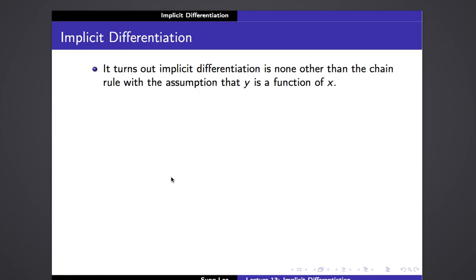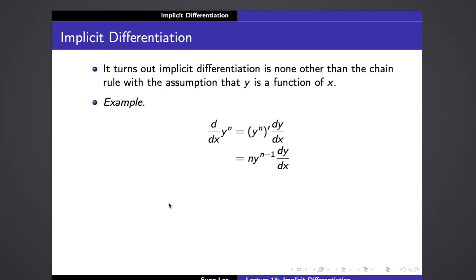But once you assume that y is a function of x, by imposing the condition that y is greater than or equal to 0, which represents the upper half circle, then in that case it is a function. So y is a function of x, right?